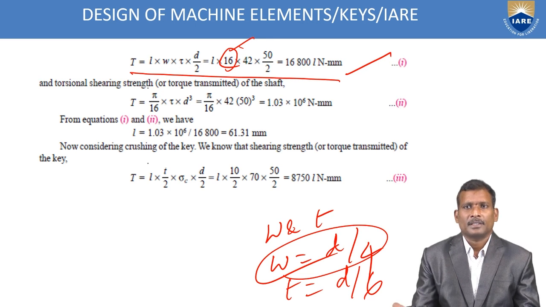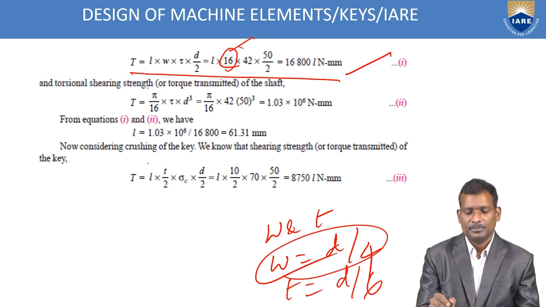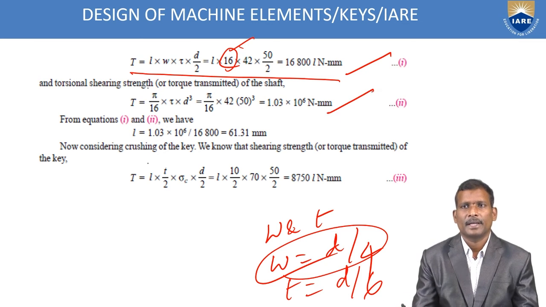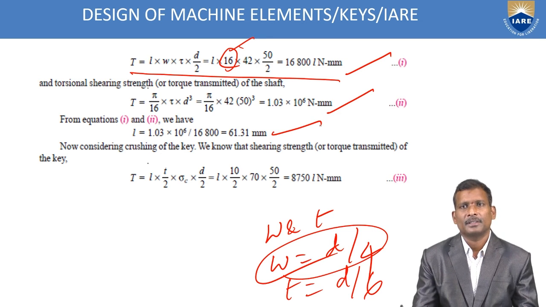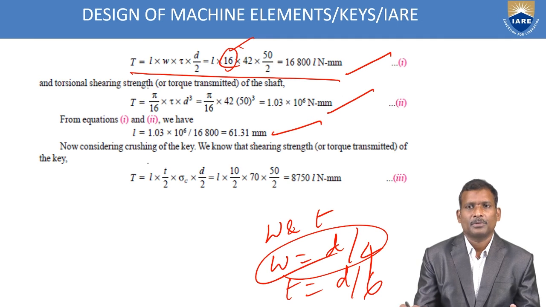And the torsional shear strength and torque transmitted by the shaft. So, the torque is equal to 5 by 16 into tau into d cube. So, you will get the torsional shear strength. From these two equations 1 and 2 you will get the length. Equate these two equations, so you will get L is equal to 61.31.